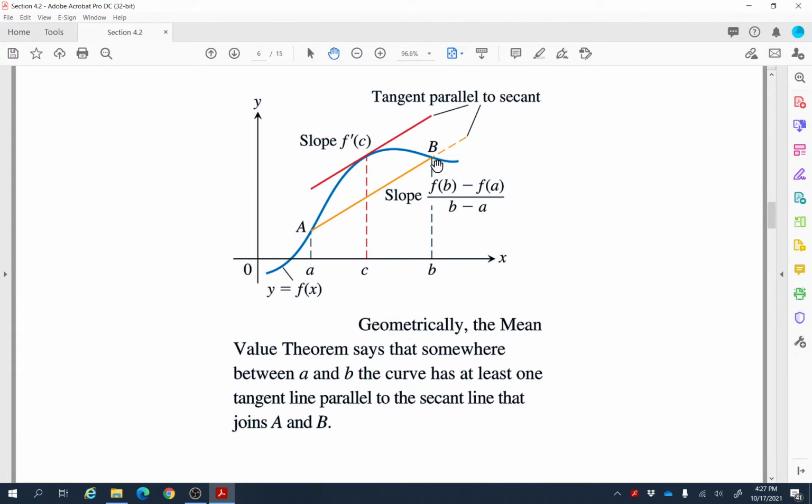There are two points A and B, and if you find the slope of that secant line, that would be the slope. Then there must be a point C inside A and B such that, if you draw the tangent line at that point, the slope of that tangent line is equal to the slope of the secant line.